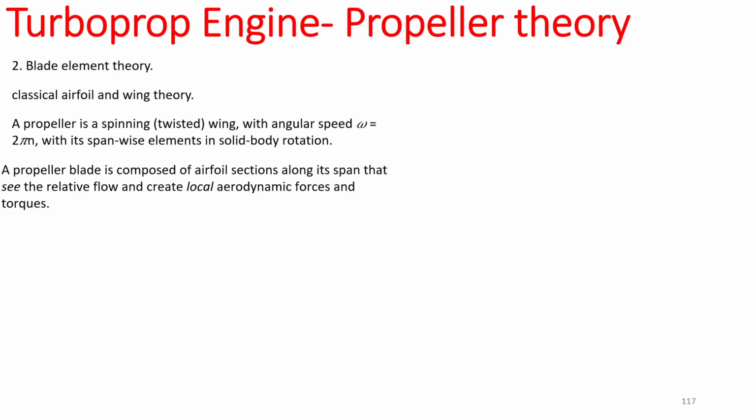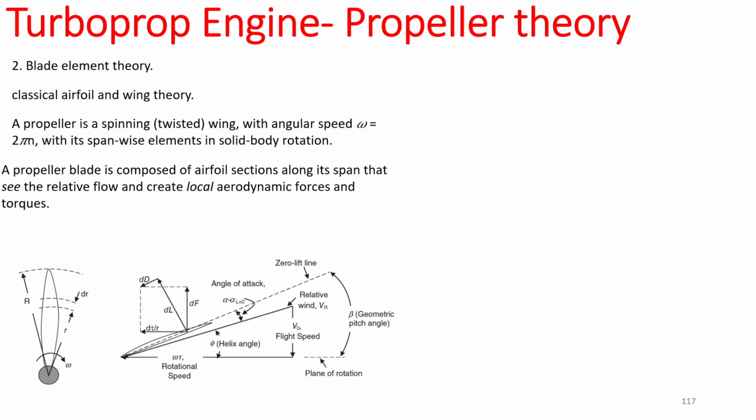Or we are saying that a propeller blade is composed of airfoil sections along the span that sees the relative flow, and because of seeing that relative flow, it creates local aerodynamic forces and torques. So this is what you're assuming when you're dealing with the blade element theory. And it is obvious that using this type of analysis can lead to a more robust and more accurate representation of the problem, right? But again, it's a little complicated compared to the momentum theory that we just saw.